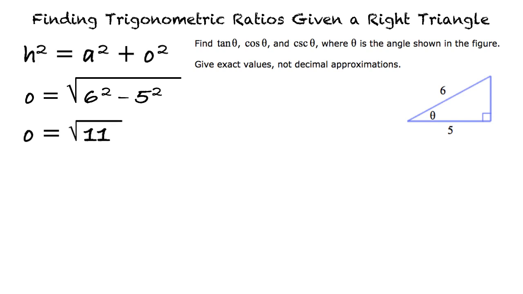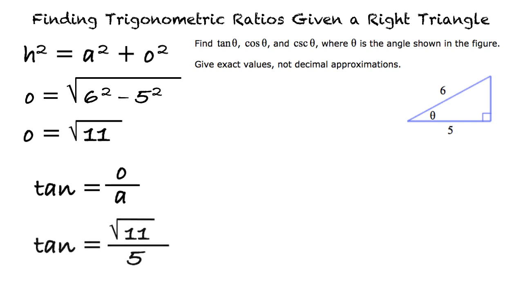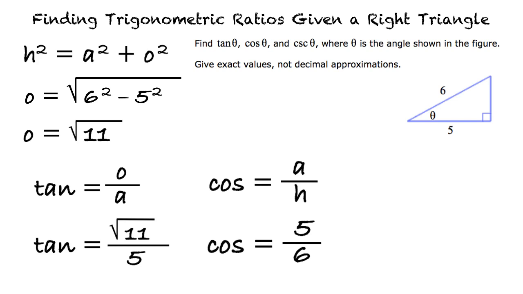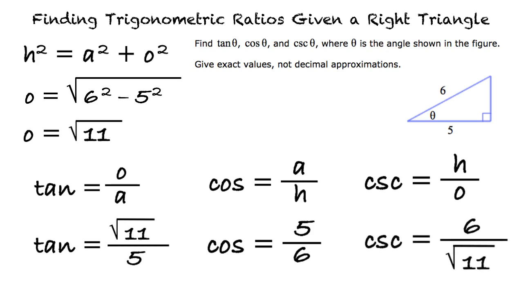Next, we can recall the trigonometric ratios appropriate for this problem. Tangent is opposite over adjacent, which equals the square root of 11 over 5. Cosine is the adjacent over the hypotenuse, which equals 5/6. And cosecant is the hypotenuse over the opposite, which equals 6 over the square root of 11.